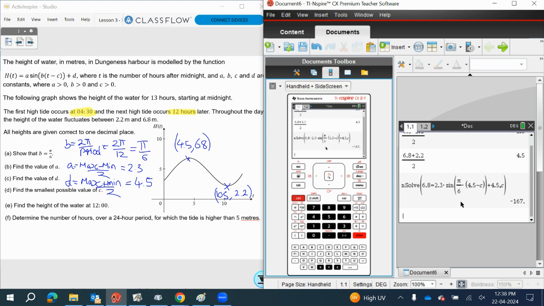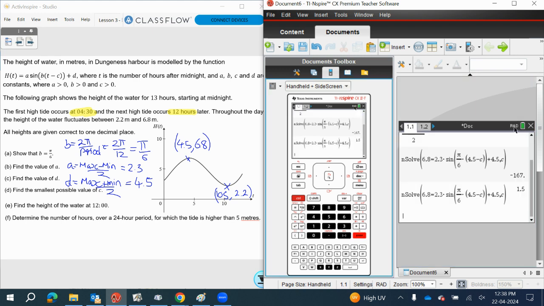No? You said that the midline was 4.5. The maximum point can be the midline. It needs to be in radians. I'm not in radians. This seems a lot closer.